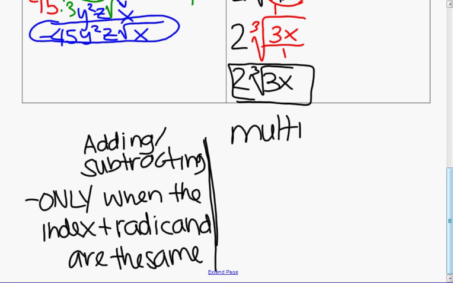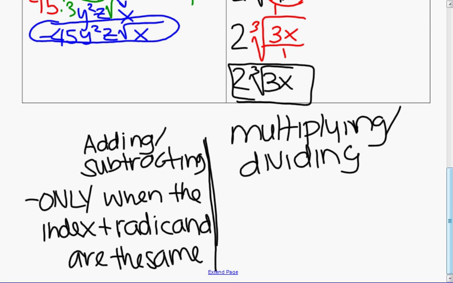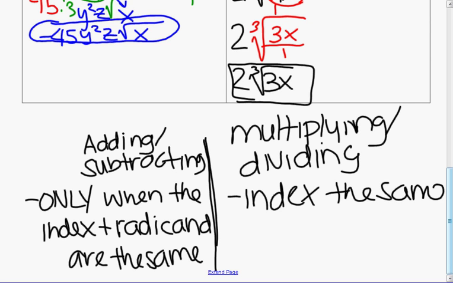Now, multiplying and dividing, it's less specific, meaning that only one thing has to be the same, only the index has to be the same. And then remember, if you scroll up or look up on your paper, it has the steps. You multiply the terms that are on the outside, they stay outside. You multiply the terms that are on the inside of the radical, and they stay inside, and then you simplify everything, and then you're done.